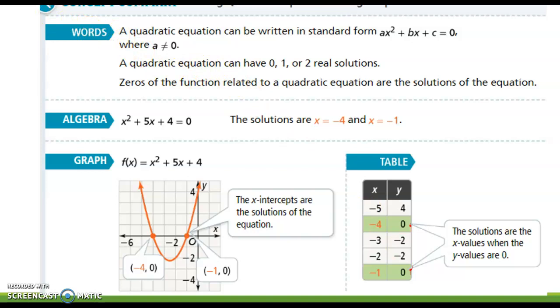All right, that's lesson 1 in chapter 9. That's the entire lesson. At this point, you can get started on homework and make sure that you ask if something doesn't make sense.